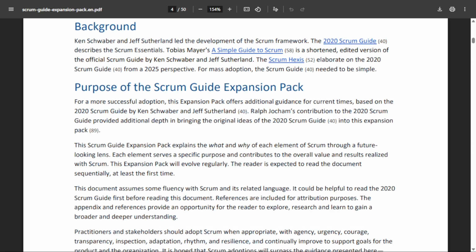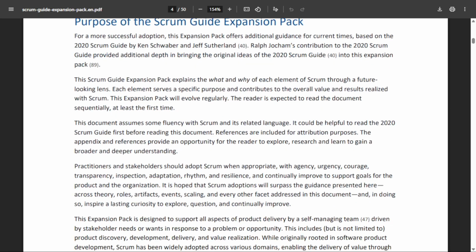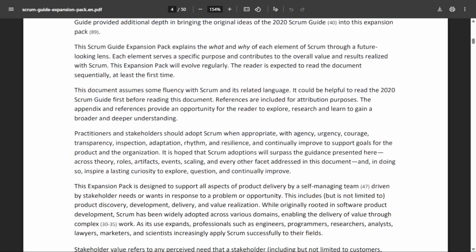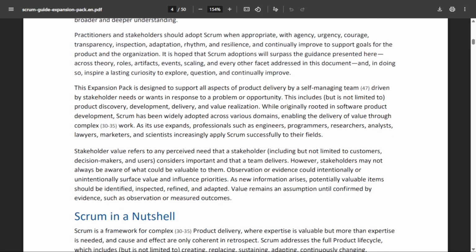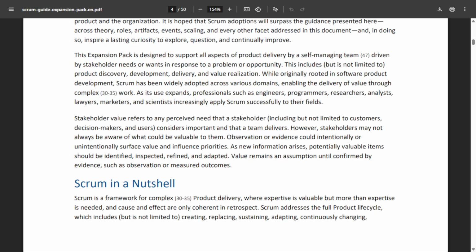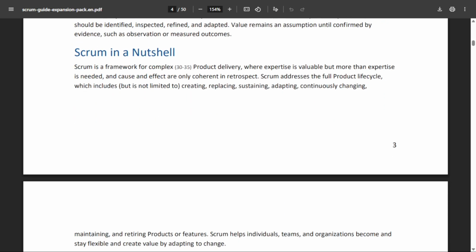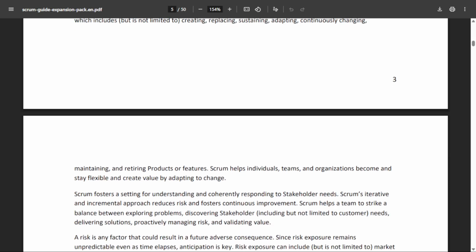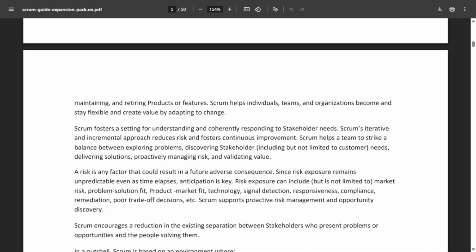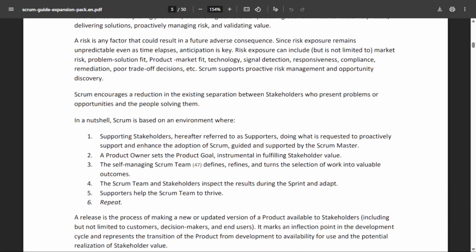So when you think about it, the Expansion Pack adds supportive theories, clarifications, and extensions while keeping Scrum's core intact. You can think about it as what the guide would say if it were allowed to be longer. So the purpose is to help Scrum teams, leaders, and organizations apply Scrum effectively in complex work by offering additional concepts, systems thinking, discovery, leadership models, and AI augmentation.